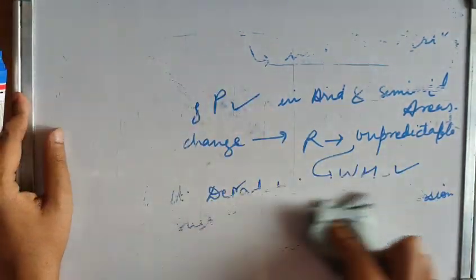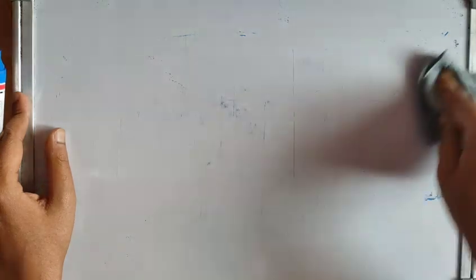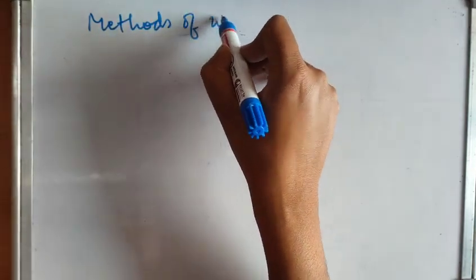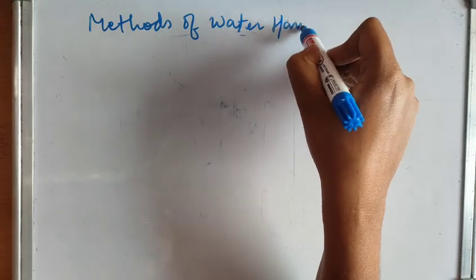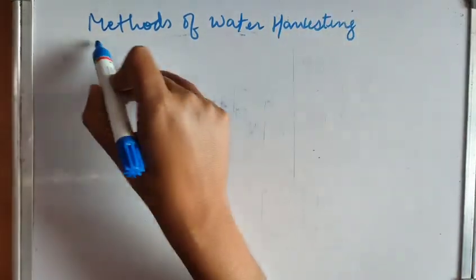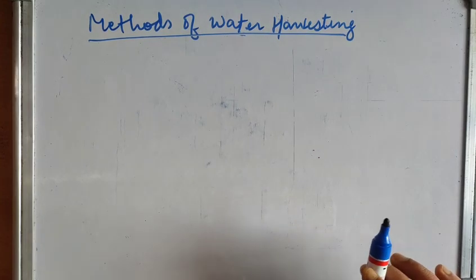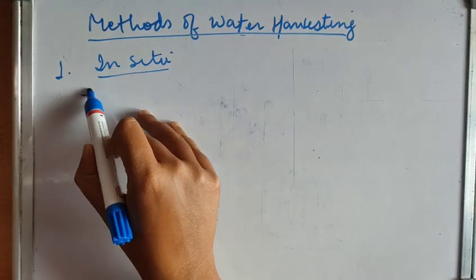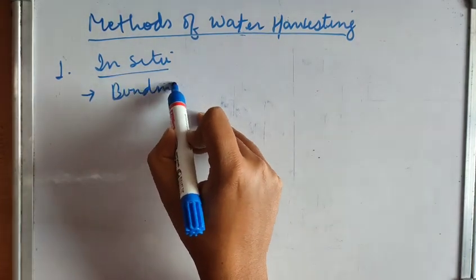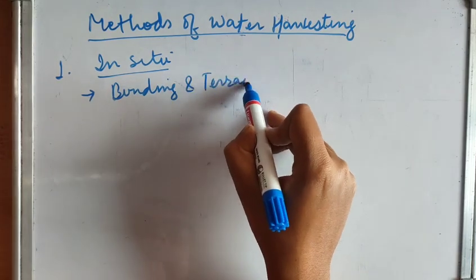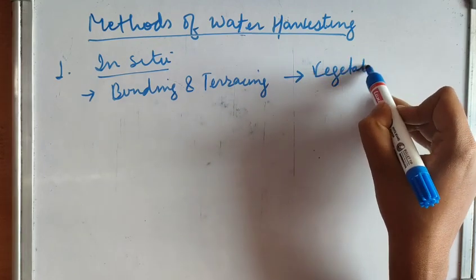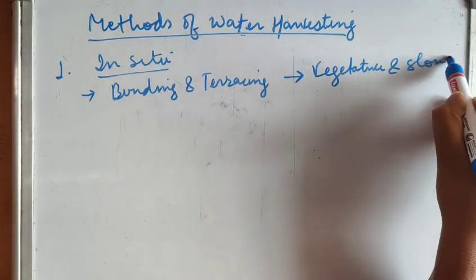Now, what are the methods of water harvesting? First of all, we will deal with in situ methods. The in situ methods are bunding and terracing, vegetative and stone contour.